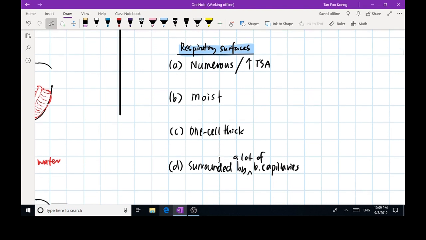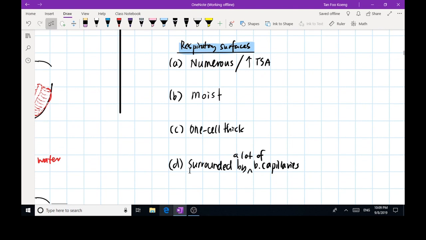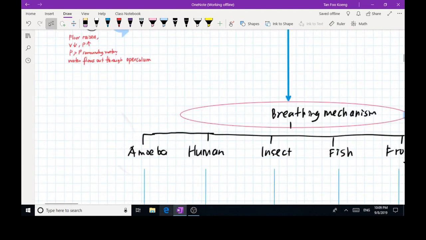Then number four, this is certainly true with most organisms, but not insects, because in insects they transport oxygen and CO2 with the tracheal system. So basically, the blood doesn't transport gases. In humans, for example, the alveoli are surrounded by a lot of blood capillaries just to transport oxygen quickly away from the alveoli and to transport CO2 quickly enough to the alveoli.